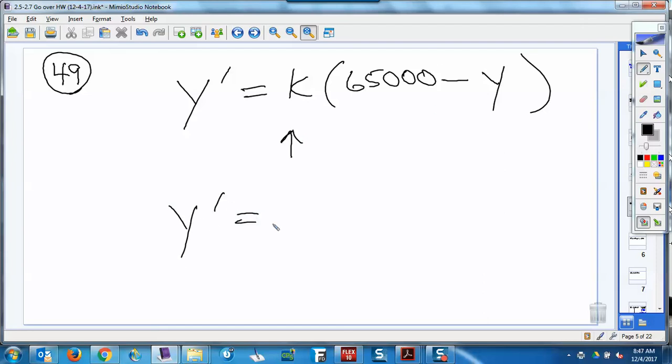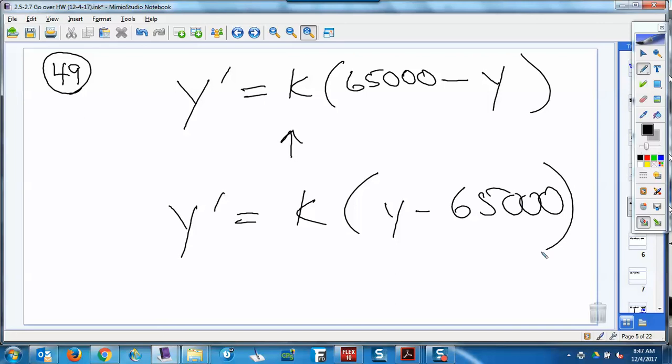Now, what if it just said the difference between? What if I would have written it this way? Now, is K positive or negative? Well, Y, of course, is positive. But what's Y minus 65,000? The parentheses are now negative. Now, what did we say Y prime is? Since Y is increasing, Y prime has to be positive. So in this scenario, what's K? K's got to be negative, right? See what I mean? So that's how you would reason that out if I asked you that. Again, you're using the chart as your explanation.